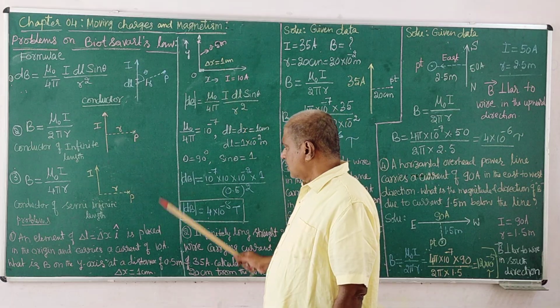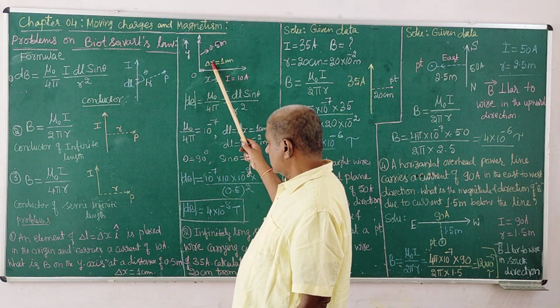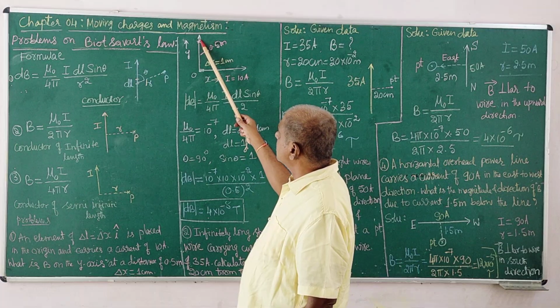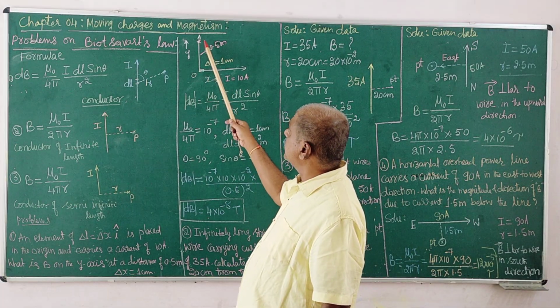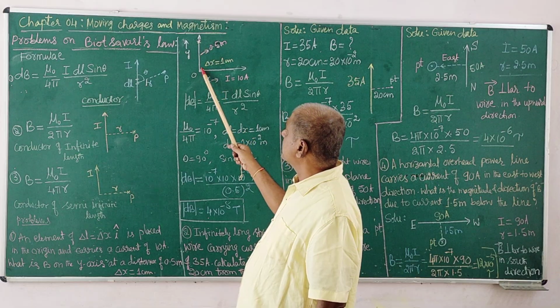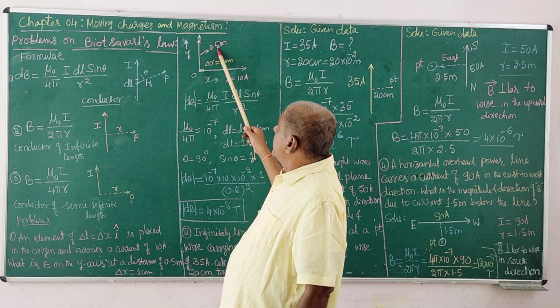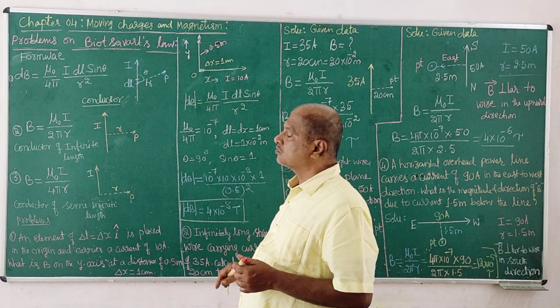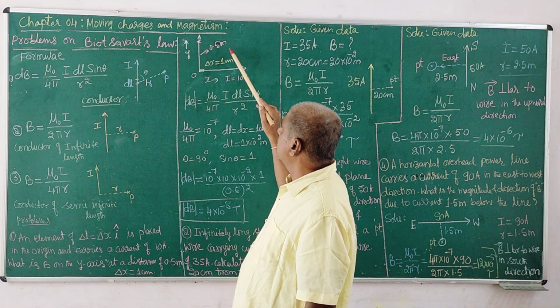And what is B on the y-axis? That is on the y-axis, in the perpendicular direction like this. What is B at the point on the y-axis from the origin? 0.5 meter. It is 0.5 meter from the origin. That is the data in the pictorial representation.